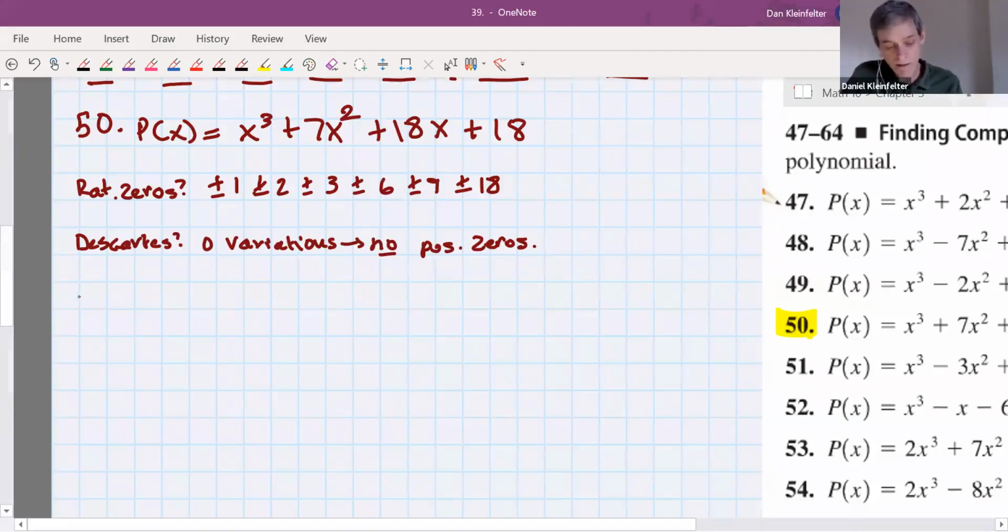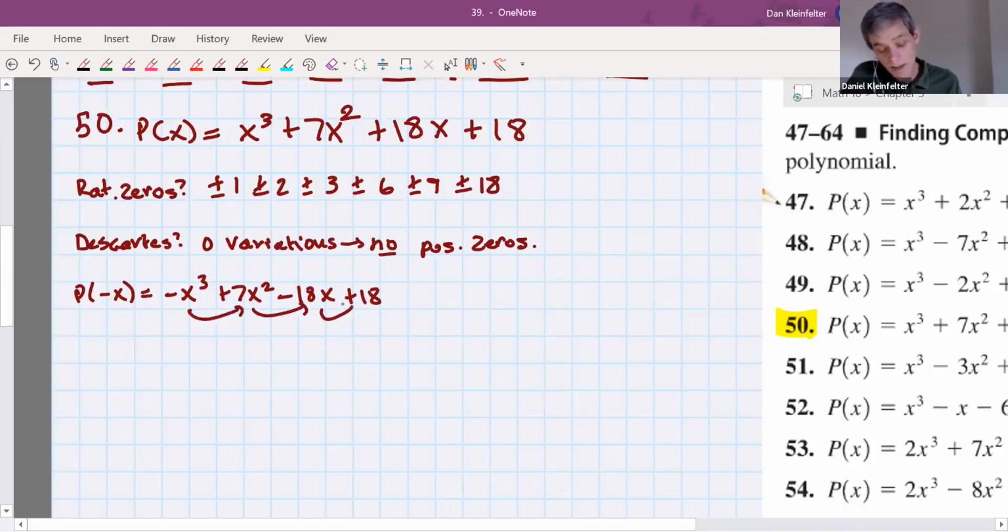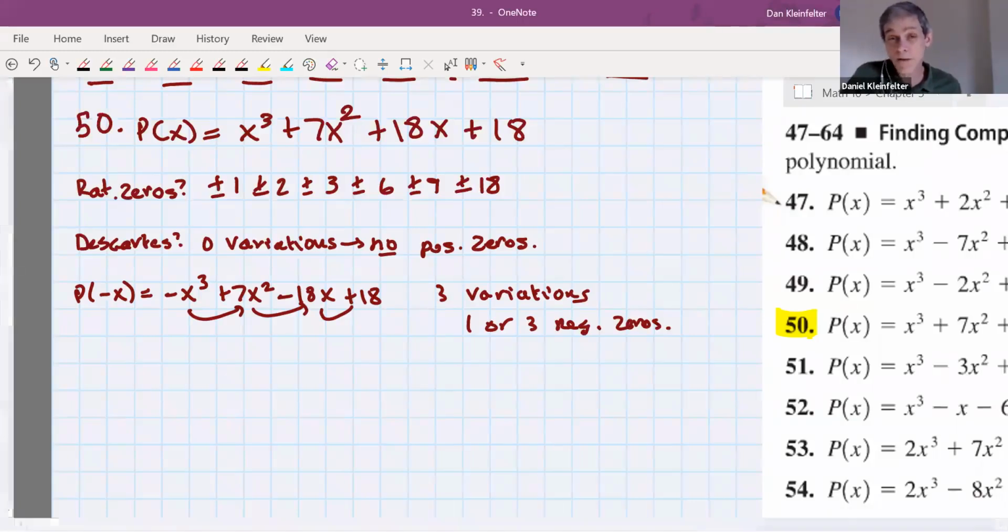Let's see about p of minus x. So that'll be minus x cubed plus 7x squared minus 18x plus 18. So it goes minus to plus, back to minus, back to plus again. So there's 3 variations. Okay, so we're going to have 1 or 3 negative zeros. Well, we won't get exactly 2 anyhow. So we'll have 1, and then maybe 2 complex, or maybe all 3 will be negative. But we're guaranteed to at least get a negative one.